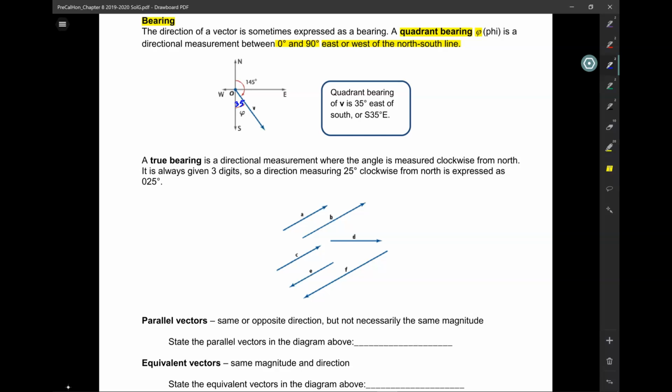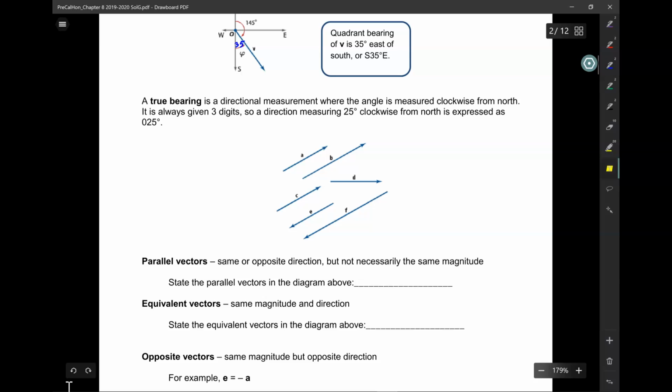You can refer to it. And then a true bearing is a directional measurement where the angle is measured clockwise from north. Okay? So if you have a vector like this, that's your vector. They would draw a vertical line, and if that's north, it's clockwise from north. So this would be like 025 degrees. You always have 3 numbers no matter what.